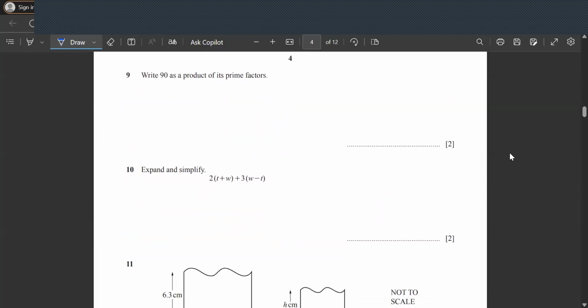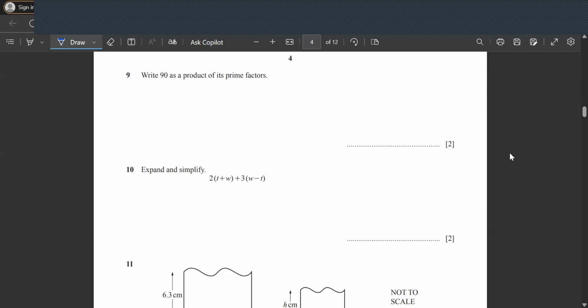Okay, write 90 as a product number. Remind me to do what for you? Okay, remind me to solve with you a question which is LCM and HCF, please. Okay, after we finish this.